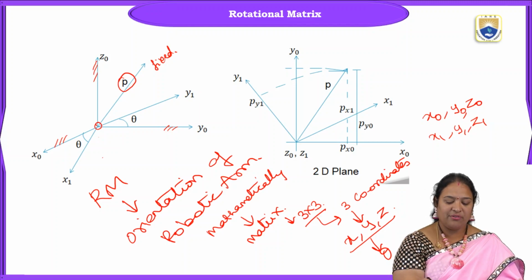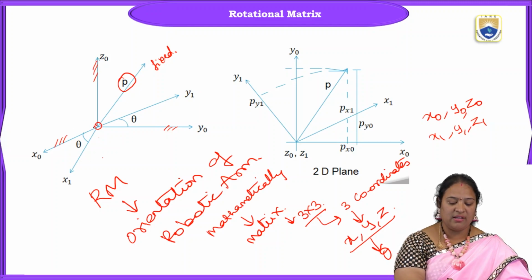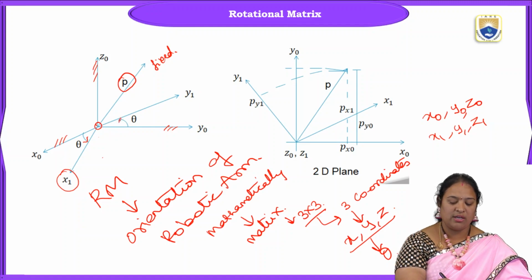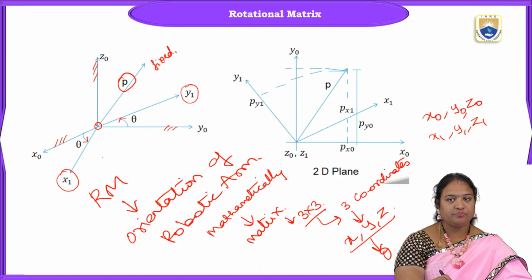Now here we can see that when the rigid axis x0 is rotated at an angle theta, it moves to a new position, which we consider as x1. Similarly, the y-axis also rotates at an angle theta, moving to a position of y1.